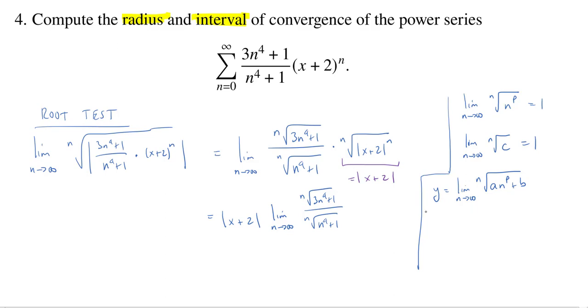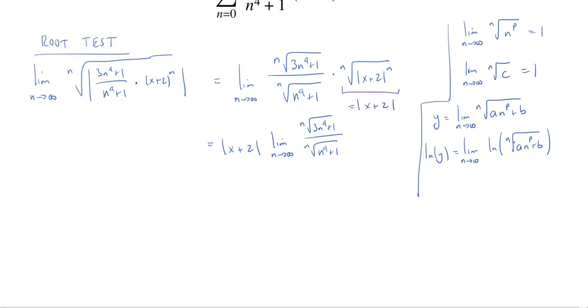So what I want to do here is take the natural log of both sides. And because the natural log is a continuous function, it's going to commute with this limit. So I can pull the limit outside and put inside the natural log of the nth root of a times n to the p plus b. Now, an nth root is the same as raising to the 1 over n power.